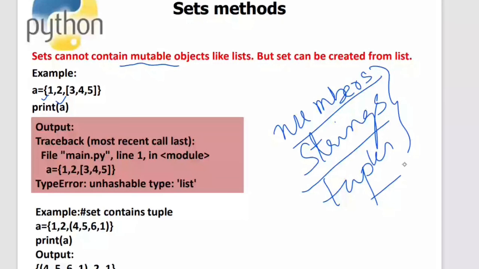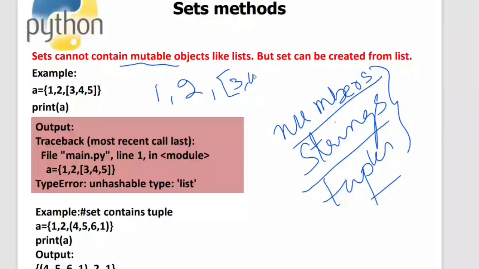But here, what I did, the third element I have given a list. Just make an observation on this particular set. Set A is having 1, 2, and then I have a list which is 3, 4, 5. So how many elements are there in this set? There are 3 elements. 1 and 2 are valid because they come under numbers. Numbers are immutable, so a set can contain immutable objects.